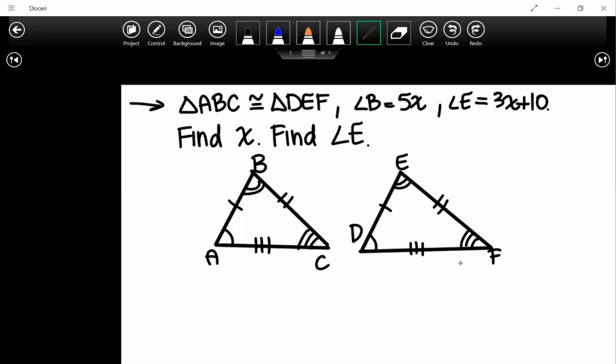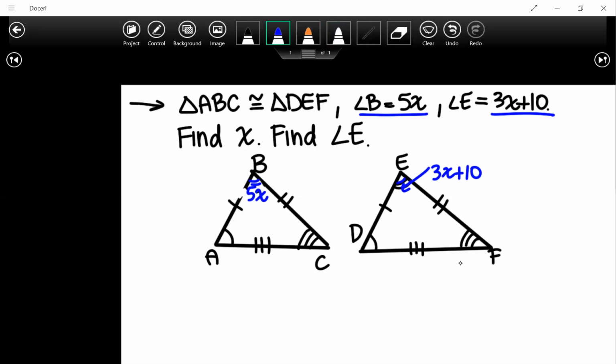Now, if we want to use the additional information that it's asking for, we have to put that information in. Knowing that B is equal to 5x and E is equal to 3x plus 10, let's go ahead and put that information in. I'm going to erase this. B is 5x and E would be 3x plus 10. We're going to put this information in because we know these are congruent.